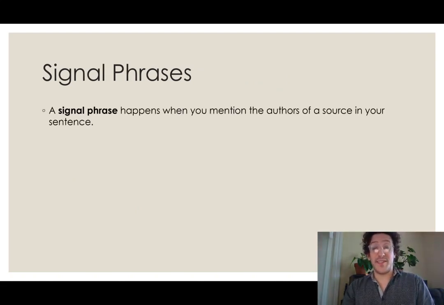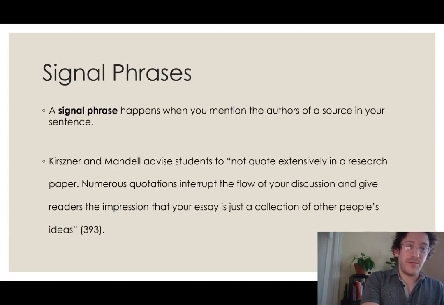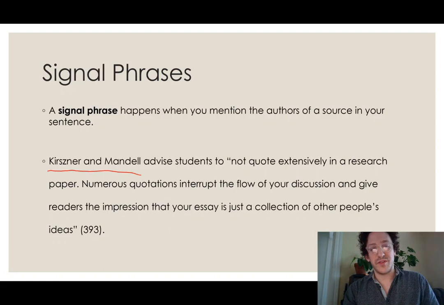All right, what is it? A signal phrase happens when you mention the author or authors of a source in the sentence itself. Here's a good example. We start with the authors right here, Kirschner and Mandel. So let's read this. Kirschner and Mandel advise students to, now here's a quote, not quote extensively in a research paper. Numerous quotations interrupt the flow of your discussion and give readers the impression that your essay is just a collection of other people's ideas.